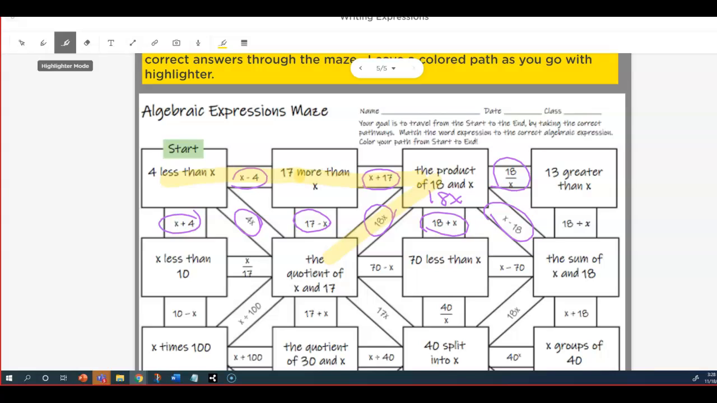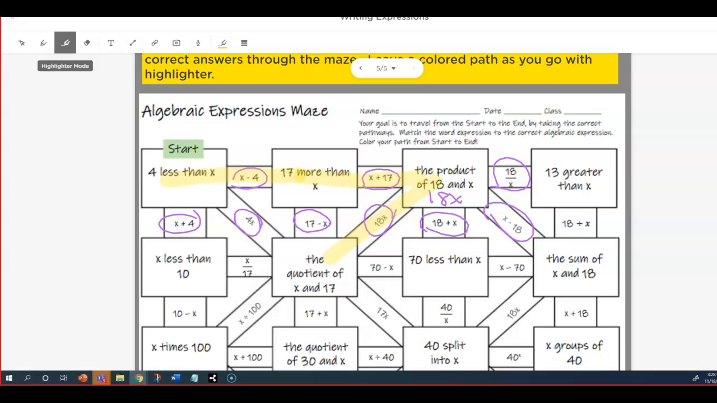So you need to finish the maze by Friday. Yeah, you should finish it today, probably. I'm stuck. I'm almost done. If you scroll down to the bottom on here, it's got all the words too.